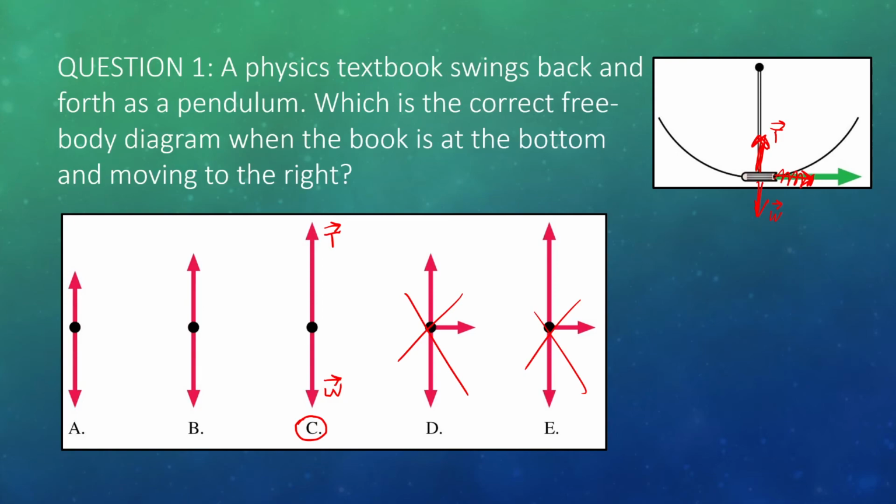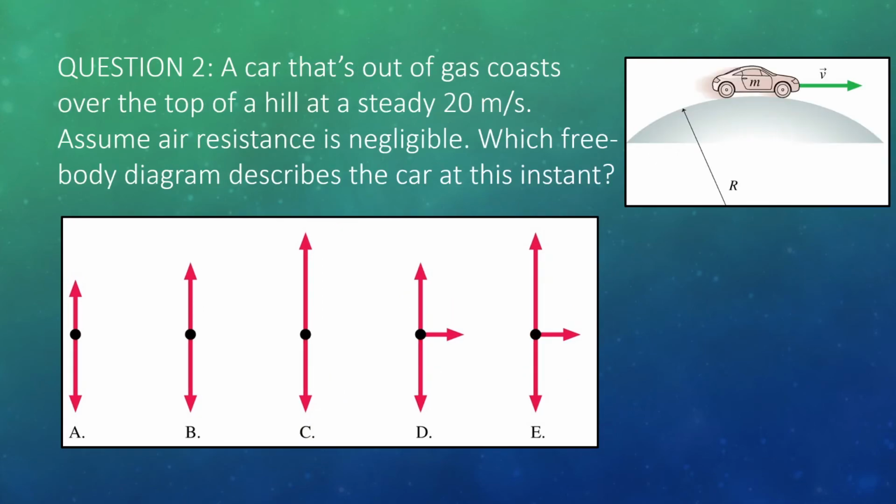Let's do another one. A car that's out of gas is coasting over the top of a hill at a steady 20 meters per second. Assume air resistance is negligible, and I'll also say assume friction is negligible, so no friction or air resistance. Which free body diagram describes the car at that instant?